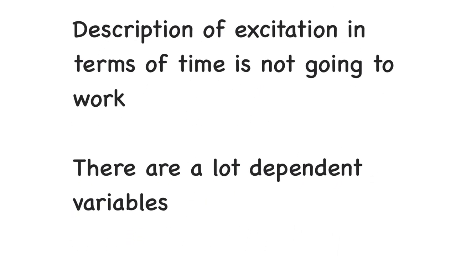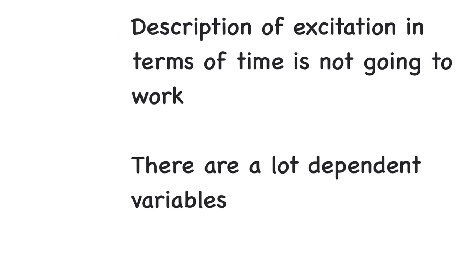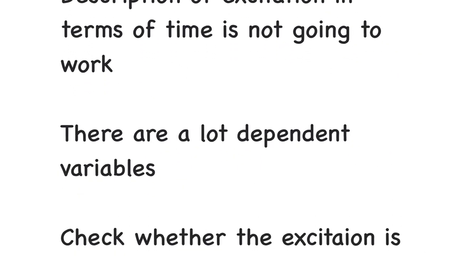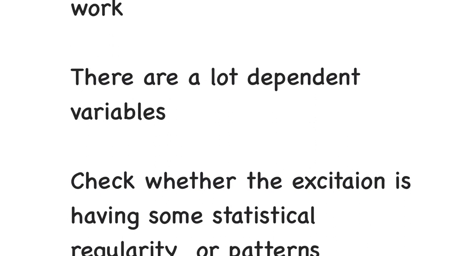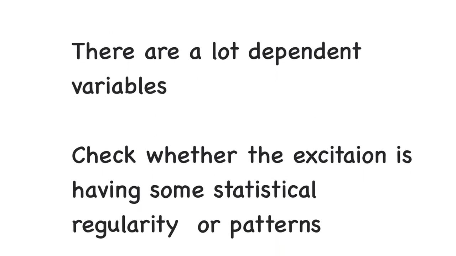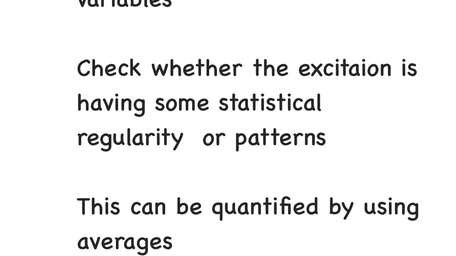Since there was a lot of variation or randomness in the data, we said that a description of the excitation function in terms of time is not going to work, because we have different profiles on each day. So why is it so? Because there are a lot of dependent variables. I talked about tire pressure, temperature, wind conditions, how experienced the pilot is. So a lot of reasons. That's why we see a lot of variation in the data.